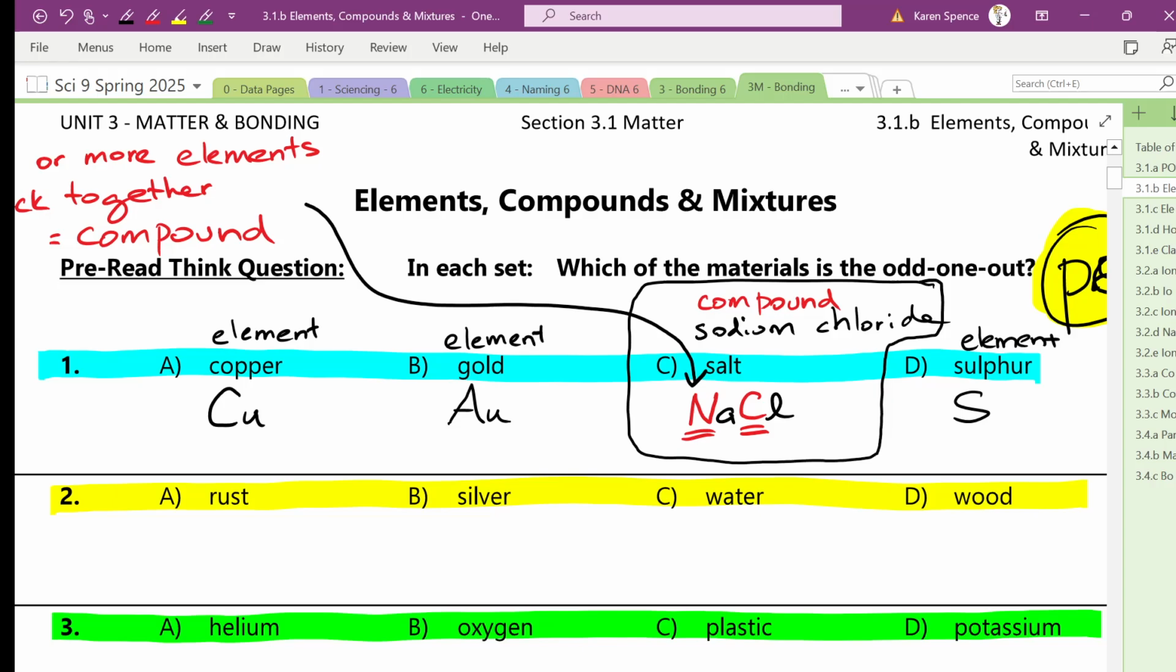Rust, silver, water, and wood. Out of those four, which one is the odd one out? Is it A, rust, B, silver, C, water, or D, wood? And it is also okay to have option E, which is I don't know. Yet. Because you will know after this. And it's okay to not know yet. You're just learning, right? All right, 5, 4, 3, 2, vote.